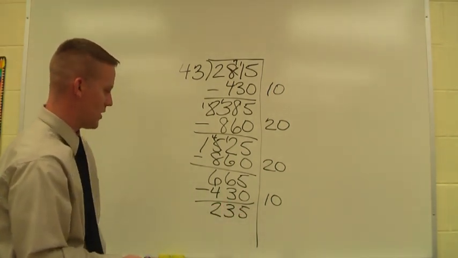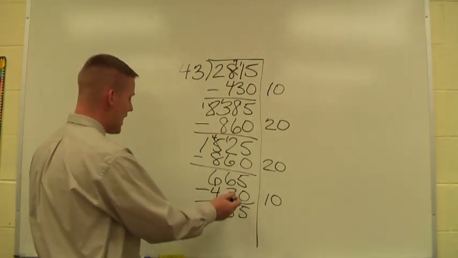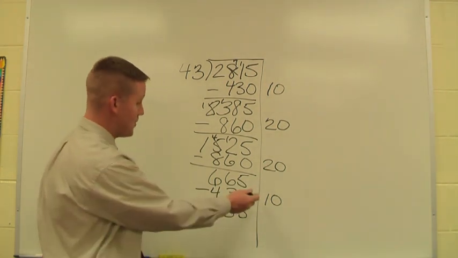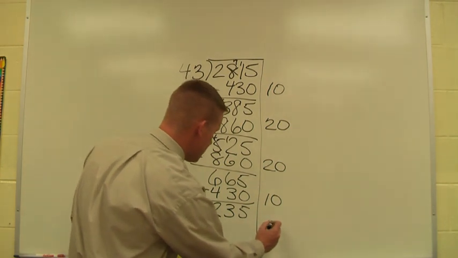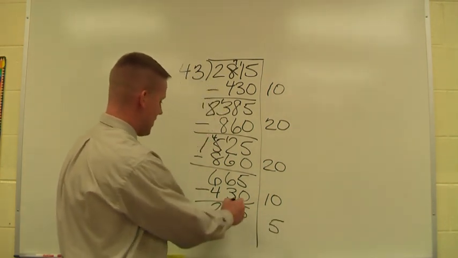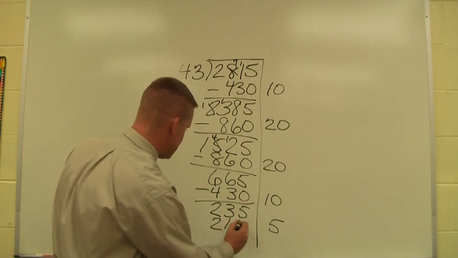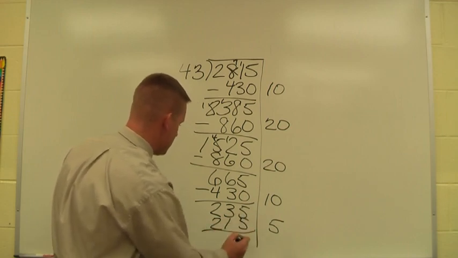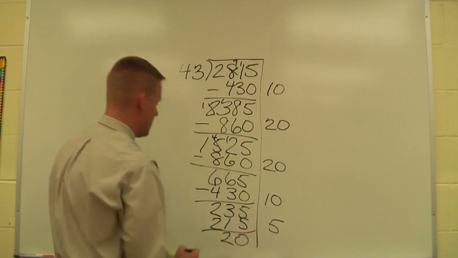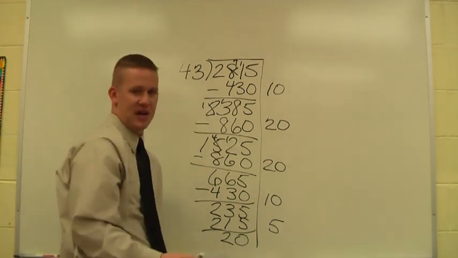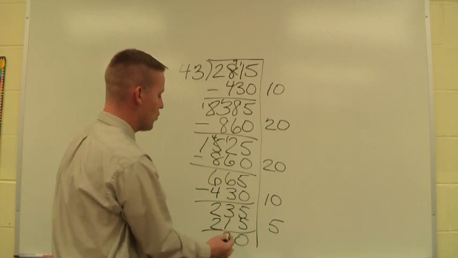Now when I get to this point, I have a couple of options. I can try to split 430 in half. That might be a good idea because I have 10. Instead, I might want to do 5, and if I break my 430 in half, I have 215. And now I'm down to 20. Now I notice that my 43 can't go into 20, so I can stop at this point here.